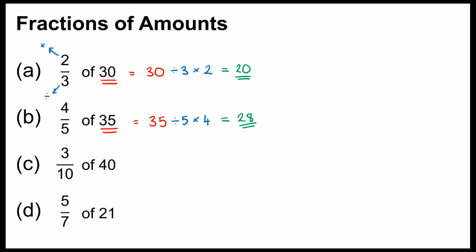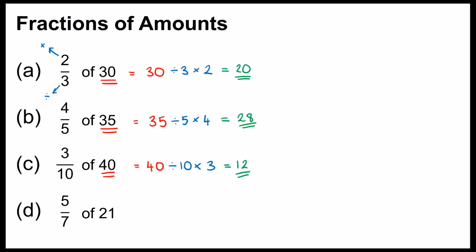My third question asks me to work out 3/10 of 40. So I start off by writing down the amount that I'm working out the fraction of, which is 40. Next, I need to divide by the bottom and times by the top, so that's going to be dividing by 10 and timesing by 3. And finally, we need to work that out, so 40 divided by 10 is 4, and 4 times 3 gives me 12 as my answer.